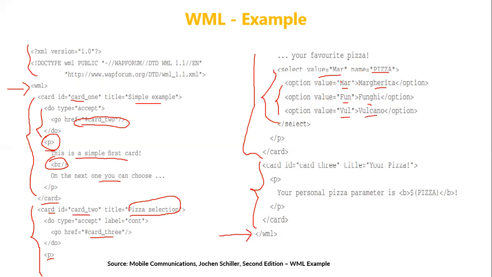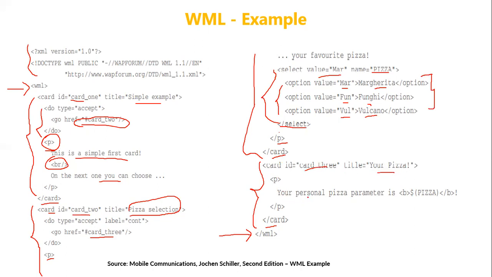The user can select one. This is the select tag, which ends with slash select. The paragraph tag starts here and ends with slash paragraph, and the second card ends here. Here the third card starts and ends. The third card is card 3, and its title is your pizza.